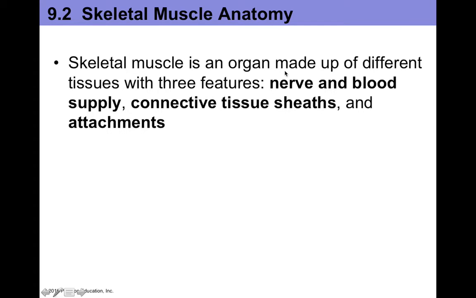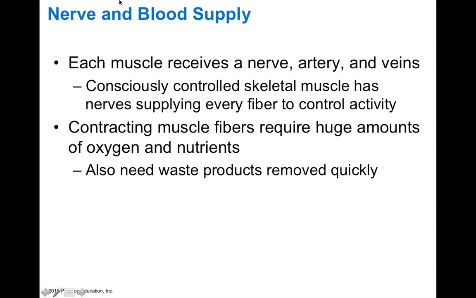Now, skeletal muscles are considered an organ because they're made up of several different tissue types. We have nerves, blood vessels, connective tissue, and the skeletal muscle tissue itself. Now, it turns out that each muscle receives a nerve, artery, and venous drainage.